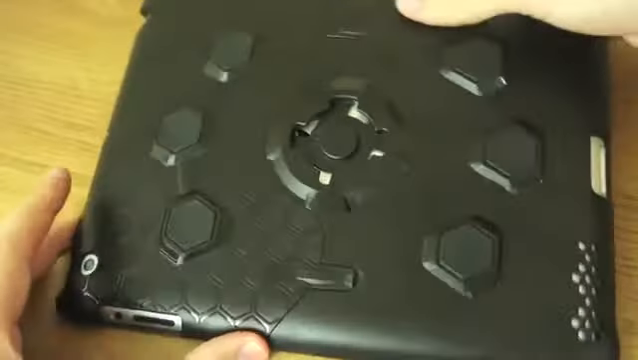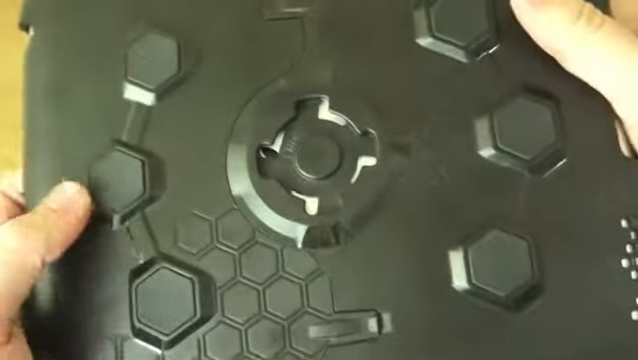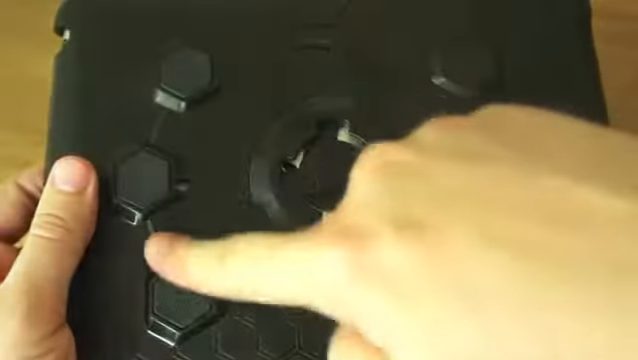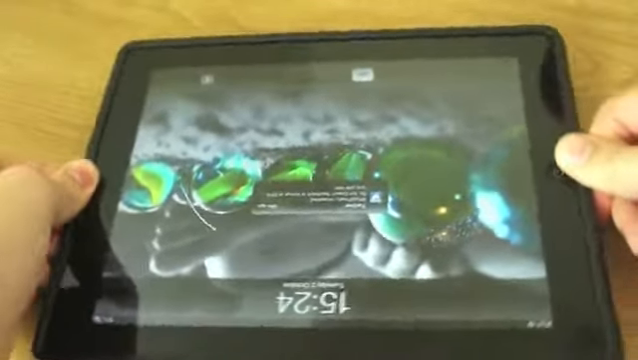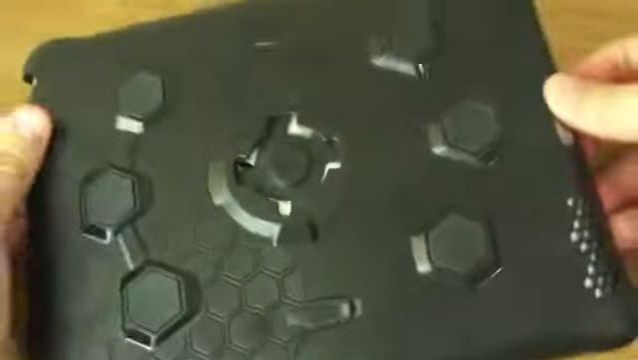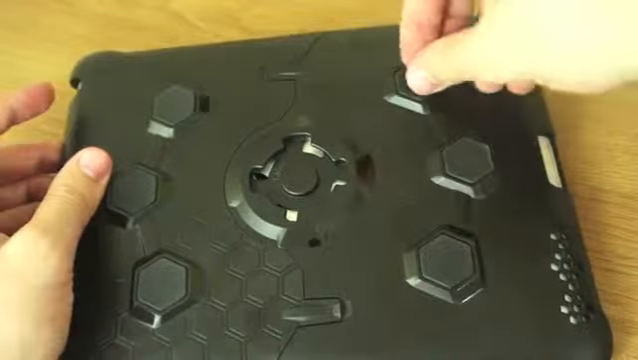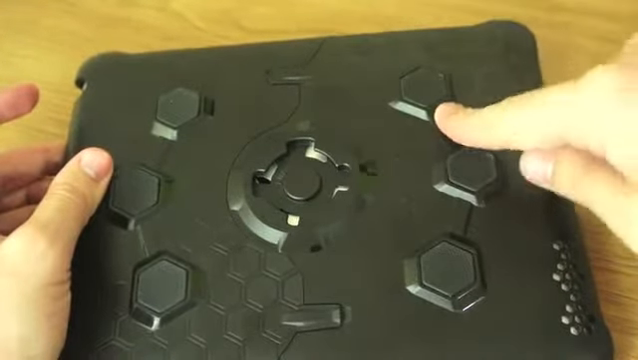If we have a look at the design, you can see it's got these six very grippy feet, so essentially if you put it down on a flat surface, it's not going to move very much, it's not going to slide too easily. There's a lot of resistance there. And these can come out, they're interchangeable, you can get different colours.